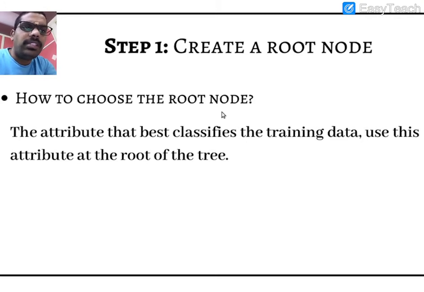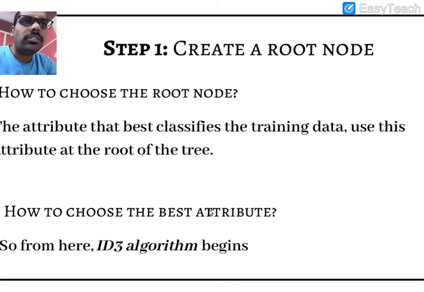The attribute that best classifies the training data, use this attribute at the root of the tree. So which attribute do we need to consider as the root node? What technique are we going to follow? In order to choose the best attribute, what procedure are we going to follow? We are going to use the ID3 algorithm, and using it we are going to decide which attribute is placed at the first level and which attribute is placed at the next level. That we decide based on the algorithm. So that is the ID3 algorithm.